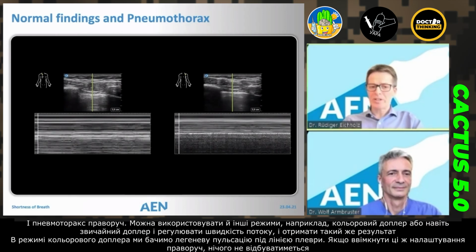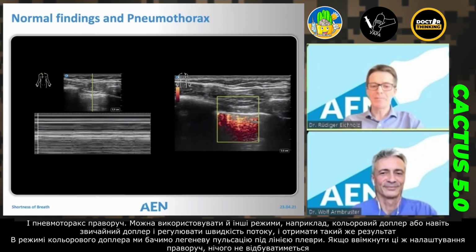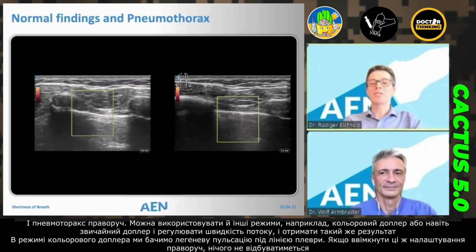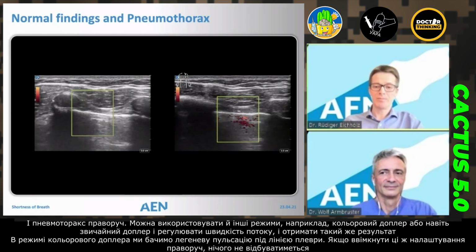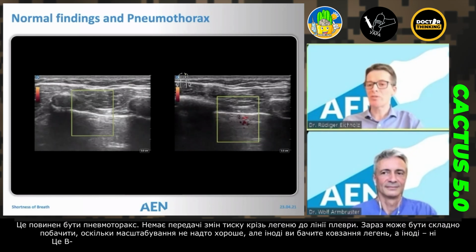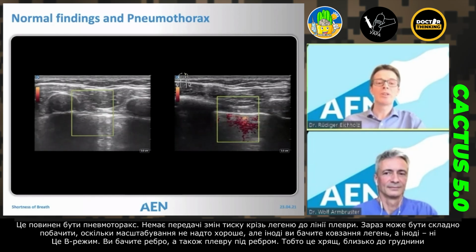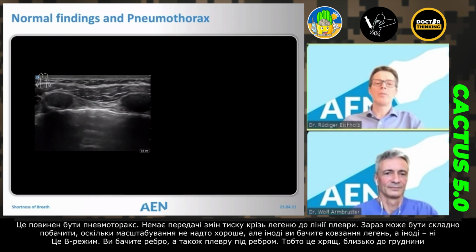And of course, we can also use the other modes of the machine to visualize it, like the power Doppler, or you can even use the normal Doppler and adjust the flow velocity to very low flows, and you get basically the same. So we've got lung pulse in color power Doppler below the pleural line. And if we do the same thing, same machine settings on the other side, nothing happens. So there must be pneumothorax. So no transmission of the pressure changes through the lung, through the two pleural sheaths to the pleural line.